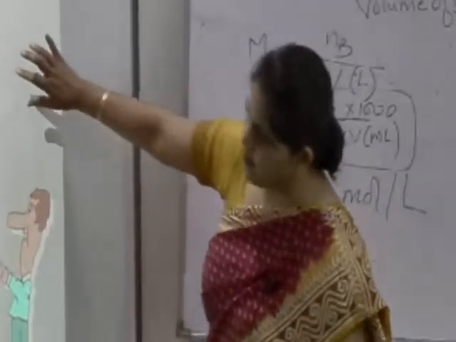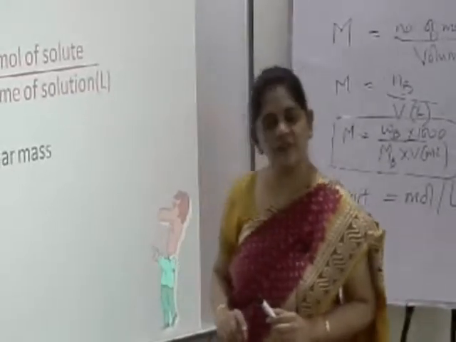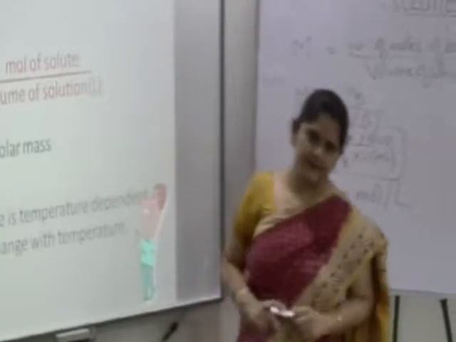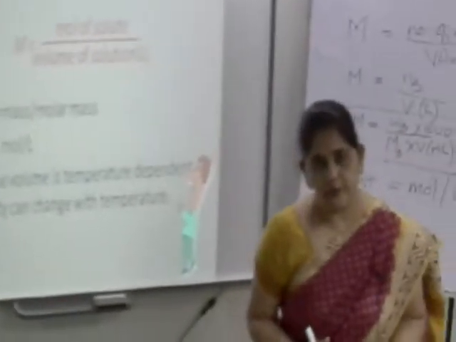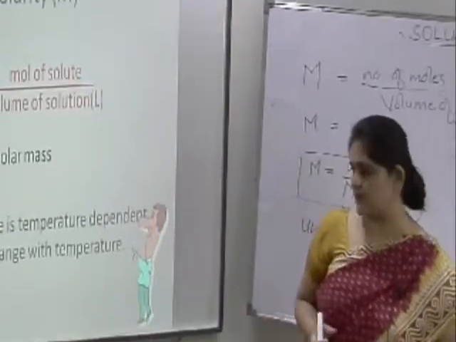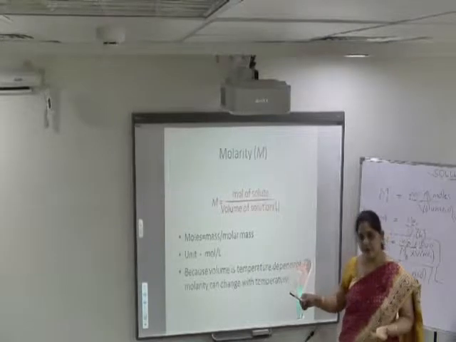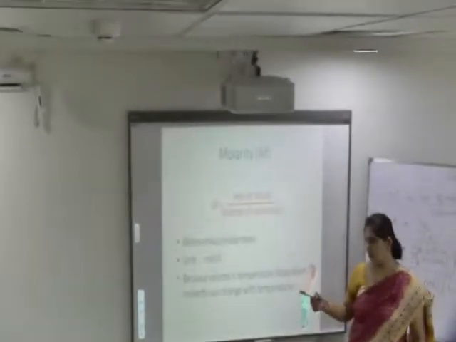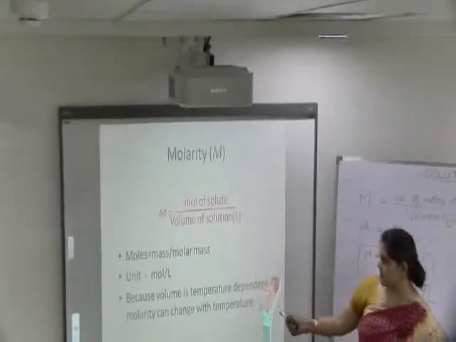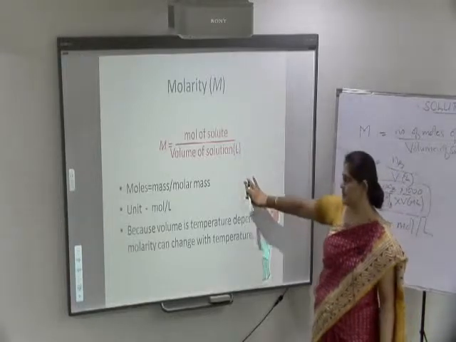See, now when we talk about molarity, the molarity depends on the volume of solution. That means it is temperature dependent. Volume is one variable quantity because it changes with the change in temperature. That is why we have to be careful at times, and we prefer measuring it in the other term where the change is not involved. So because volume is temperature dependent, molarity can change with the temperature. Let's come to the next method.